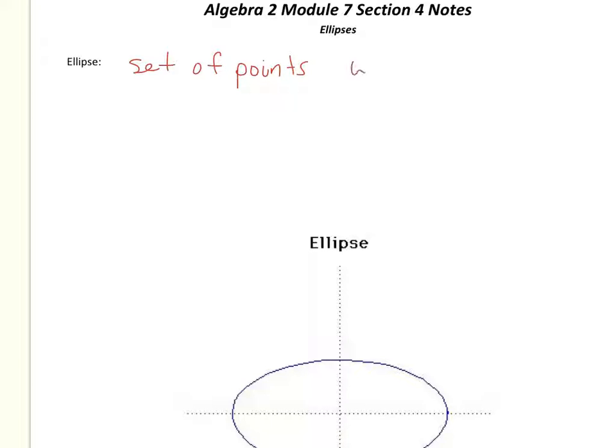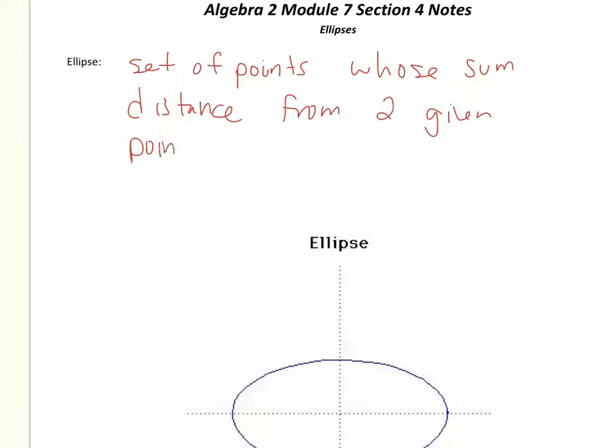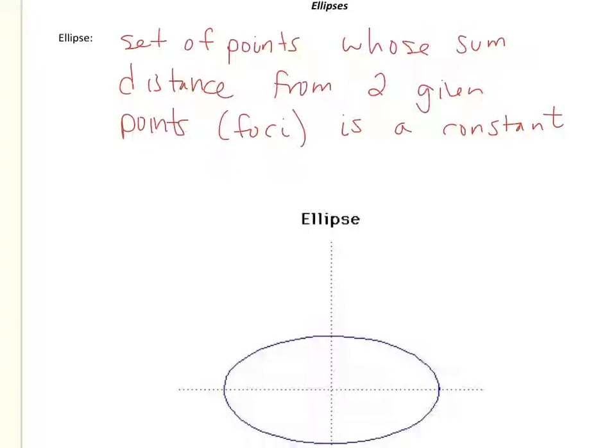whose sum distance, so we take two distances, we add them together, from two given points, and we call those given points focus, or foci is the plural. From two given foci is a constant. We'll explain what that means. So we have all the points who, if you add the distance from two given points, is some number.